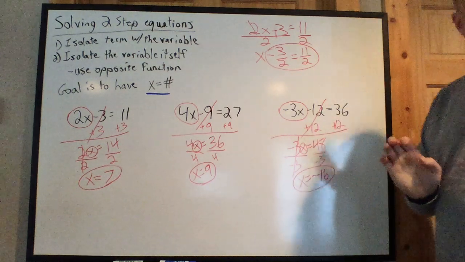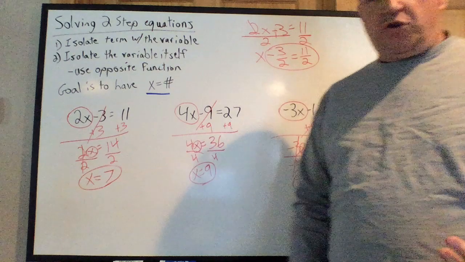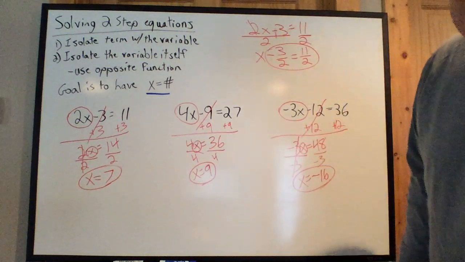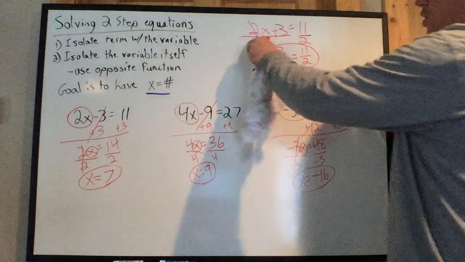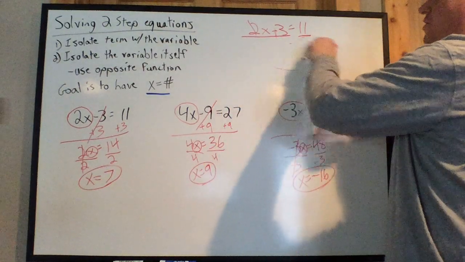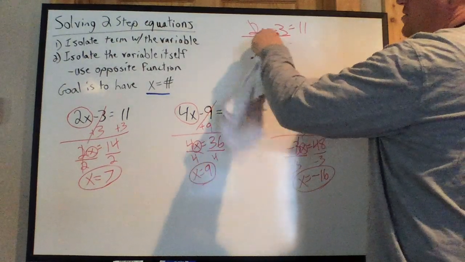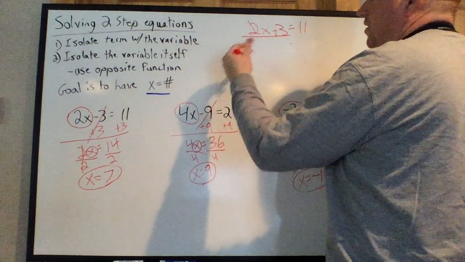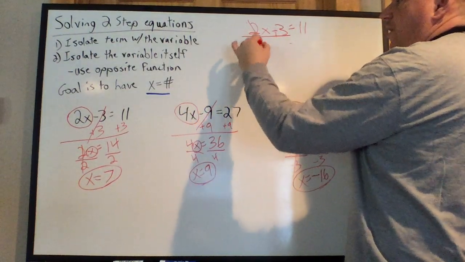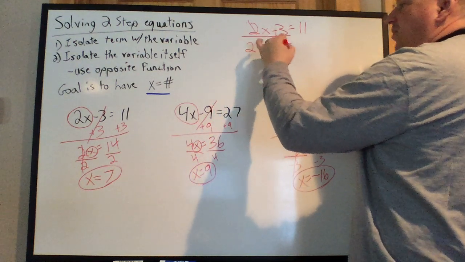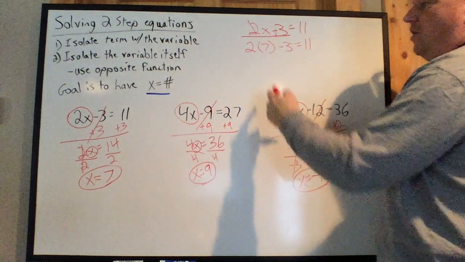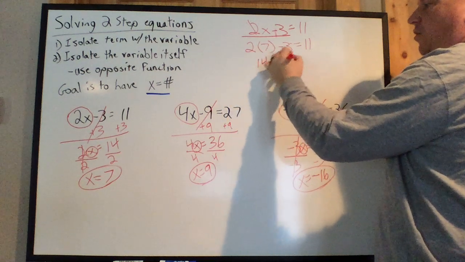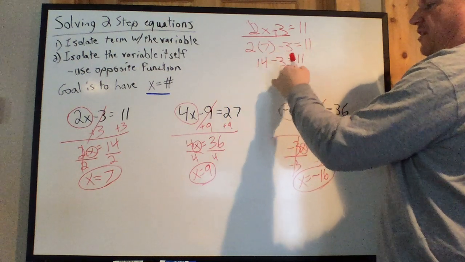Now, how do I check and make sure my answers are correct? You plug them right back into the original equation, and we check them. So as we look at our original equation, 2x minus 3 equals 11, I came up with my answer of 7. So we plug it in. 2 times 7 minus 3 equals 11. 2 times 7 gives me 14. Minus 3 equals 11. 14 minus 3, 11 equals 11.